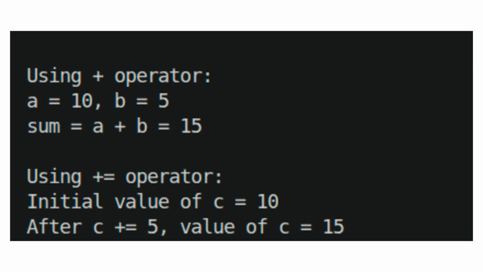Now look at the second part, under using plus equals operator. The initial value of c was 10. Then, after we applied c plus equals 5, the value of c became 15. See how it automatically added 5 to the existing value of c and stored it back, all in one short line? So that's the beauty of the plus equals operator. It saves you time, makes your code cleaner, and does the job perfectly.